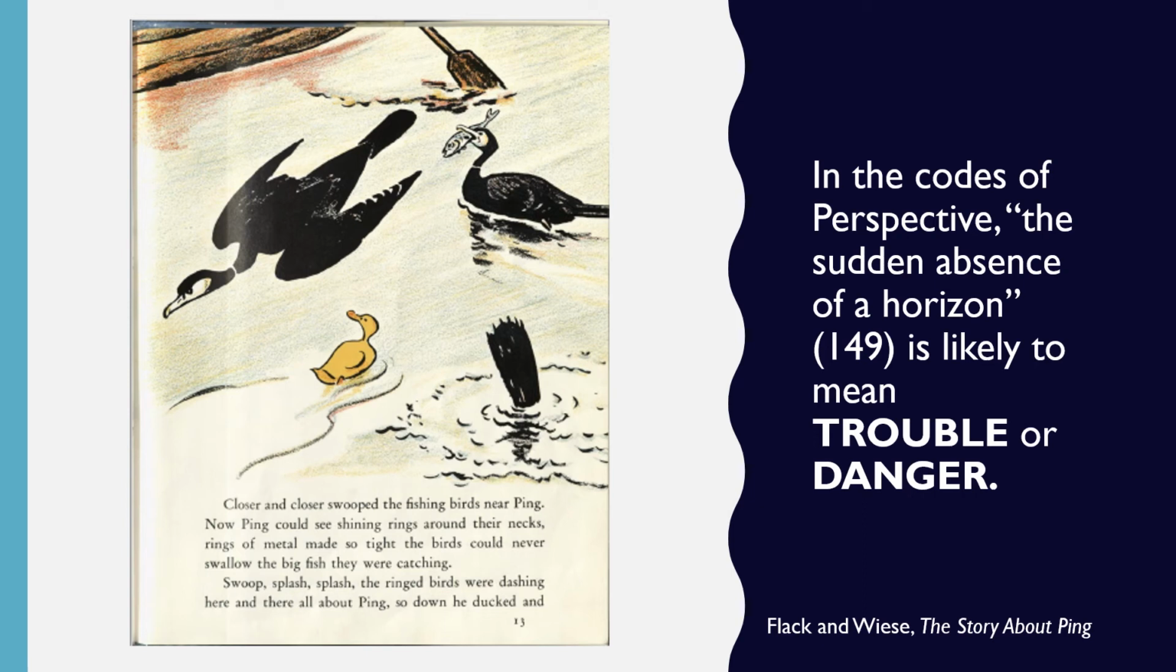So not only do we have some different picture book codes with some colors and the shapes of the birds playing into what's going on in this picture, but also we have that absence of horizon, and that gives us an indication that something bad could happen to our character. That's all I'm going to show you about the story about Ping.